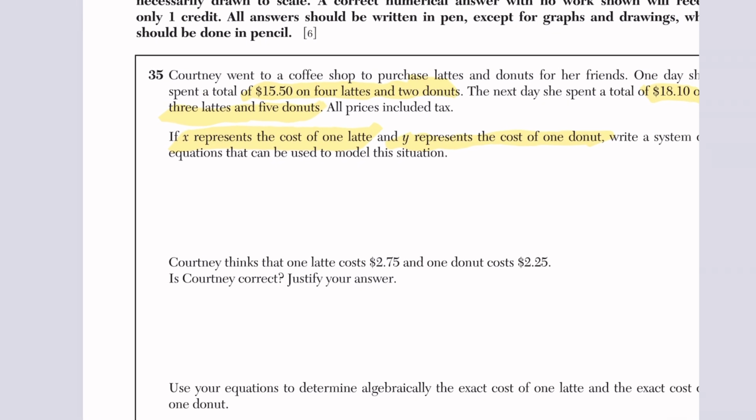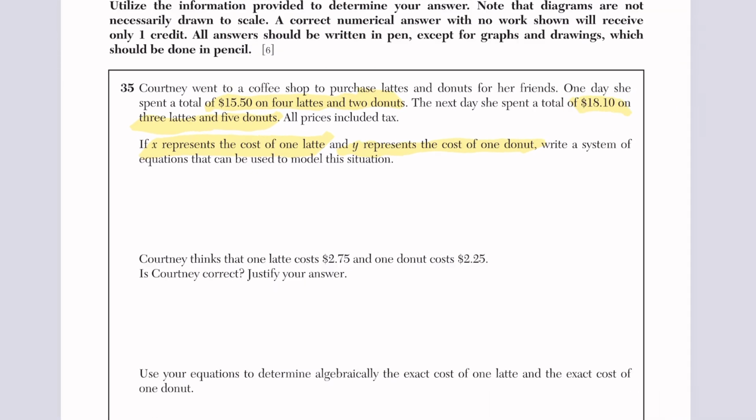So the first one, we could just say, on the first day, she bought 4 lattes, so that's 4x, added to the 2 donuts, which is 2y, is equal to her total cost that she spent that day, which is $15.50. The next equation is the 3 lattes plus the 5 donuts, which is equal to $18.10, which is her price.